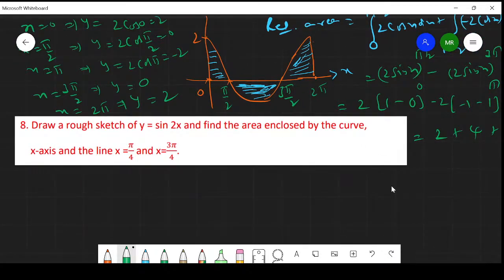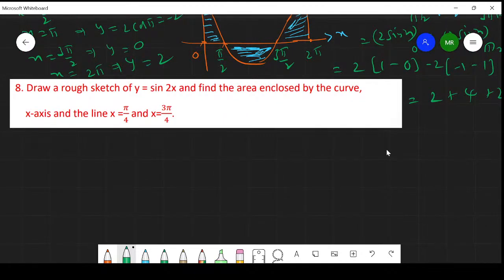See, draw a rough sketch of y equal to sin 2x. Find the area enclosed by the curve, the x-axis, and the lines x equal to pi by 4 and x equal to 3 pi by 4. They are asking this one: the sketch of y equal to sin 2x between pi by 4 and 3 pi by 4.